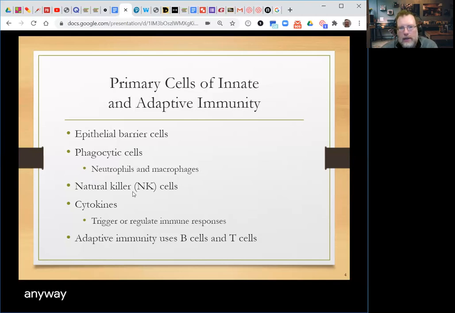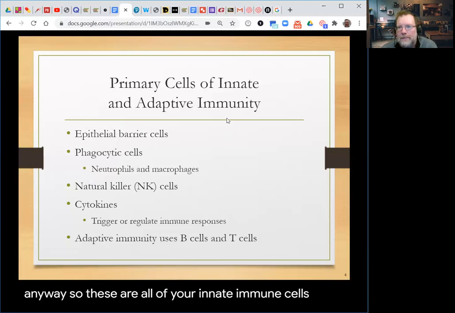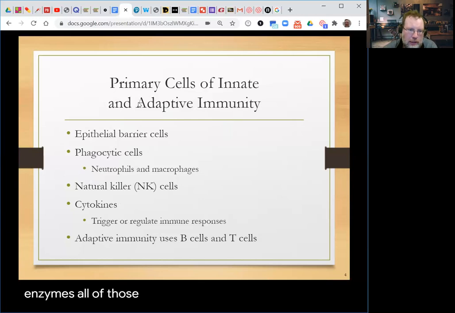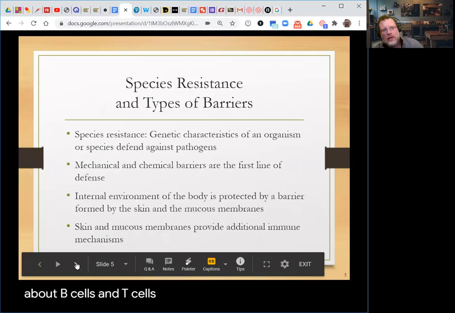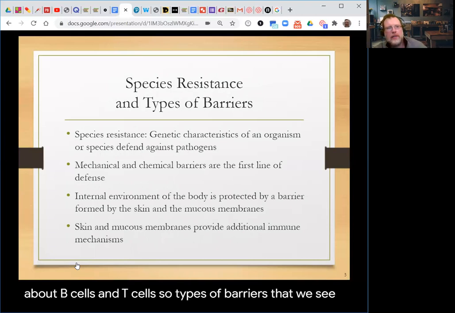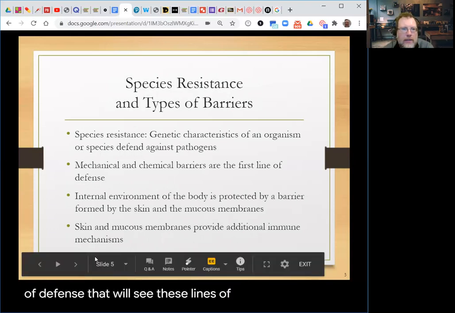So anyway, these are all of your innate immune cells. You've maybe heard the word histamines, certainly enzymes. All of those play a role in innate immunity or non-specific immunity. All right, so adaptive immunity, that's the next chapter. Again, we'll talk more about B cells and T cells. So, types of barriers that we see throughout the body. So again, that first line of defense, we'll see these lines of defense here in just a second.